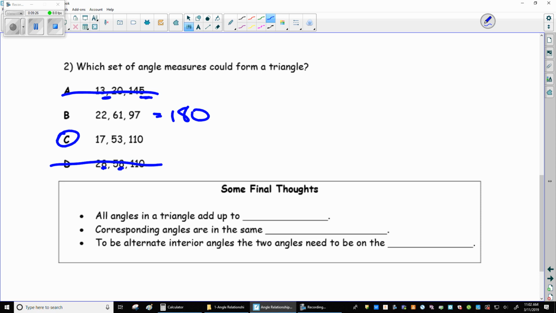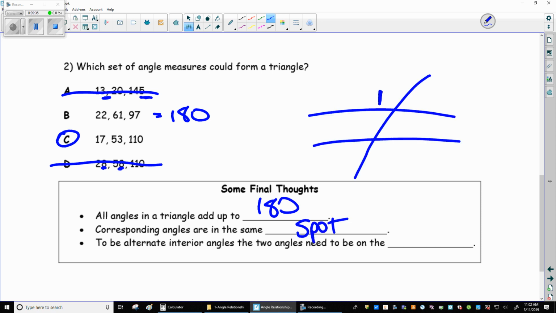All right, so all angles in a triangle add up to 180. Corresponding angles are in the same spot. What I mean by that, that's upper left. That's also upper left. Those are corresponding. To be alternate interior, they need to be on the inside.